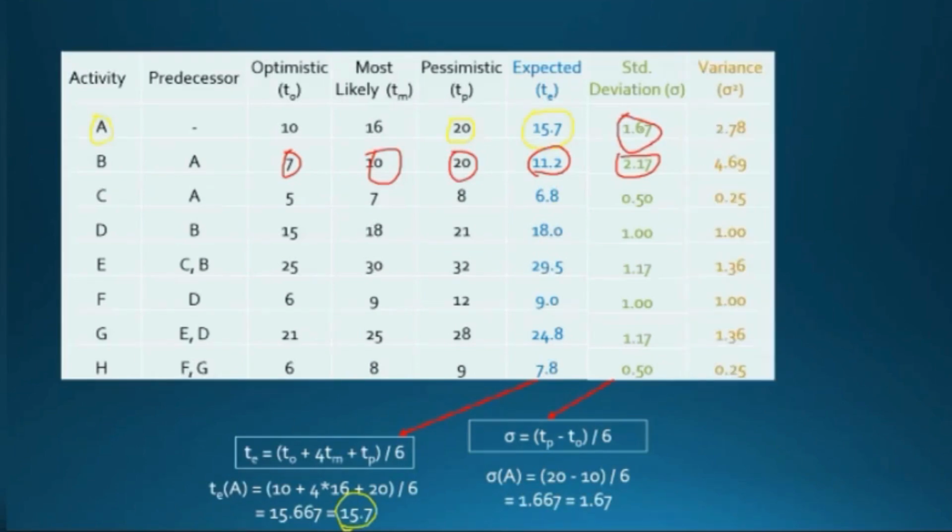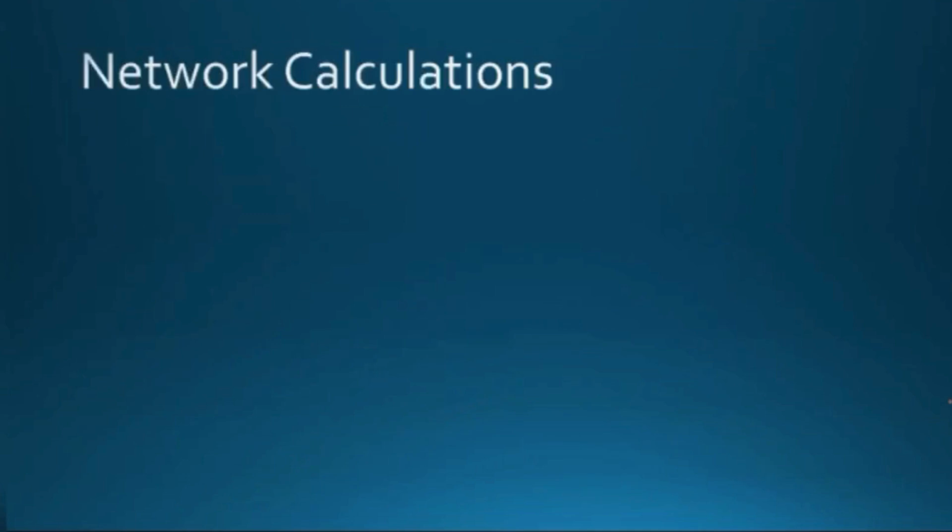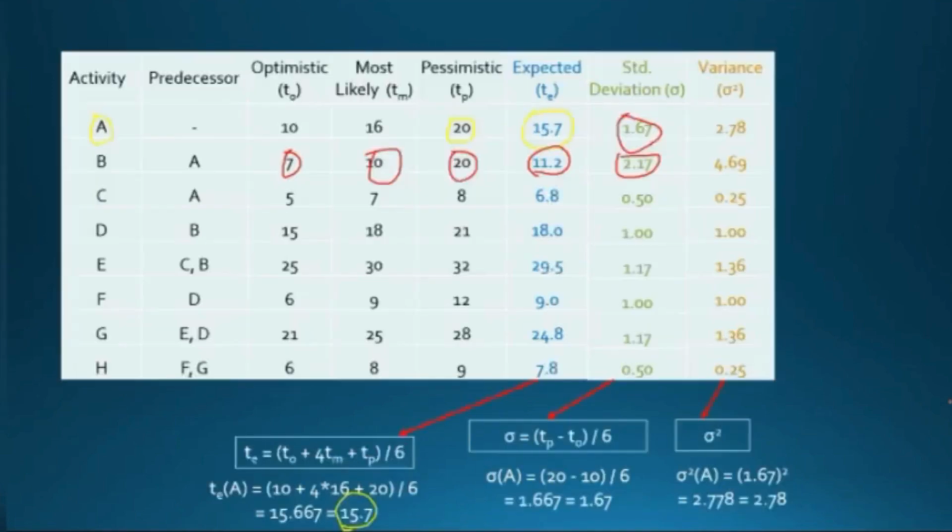Variance is sigma square. You can simply find the square of the standard deviation value. Standard deviation is sigma. 1.67 square is 2.78. 2.17 square is 4.69. And the same way we need to calculate for the rest. So I've shown the sample calculation also. Now, the next step is network calculation. How are we going to calculate the network?